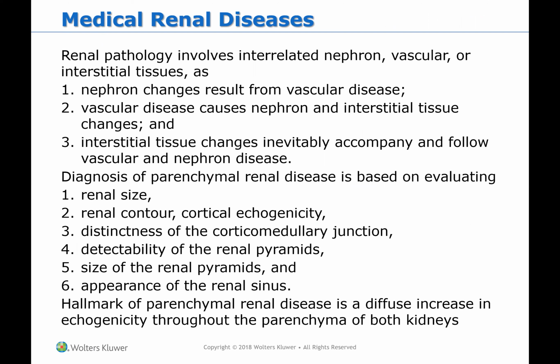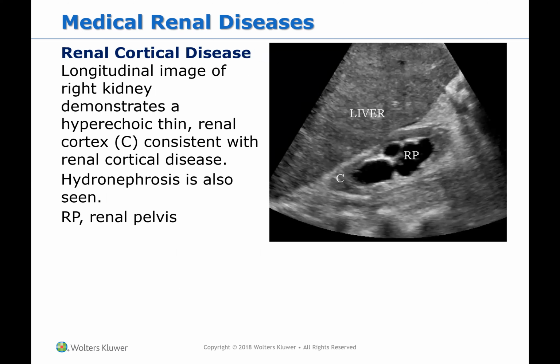Though you can also have medical renal diseases. So the renal pathology involves interrelated nephron, vascular, and interstitial tissues. Hallmark of a parenchymal renal disease is a diffuse increase in echogenicity throughout the parenchyma of both kidneys. So if the parenchyma get more echogenic, they probably have some kind of chronic renal disease. This is renal cortical disease. And you can see hydronephrosis. You can also see how small that kidney is compared to the liver.